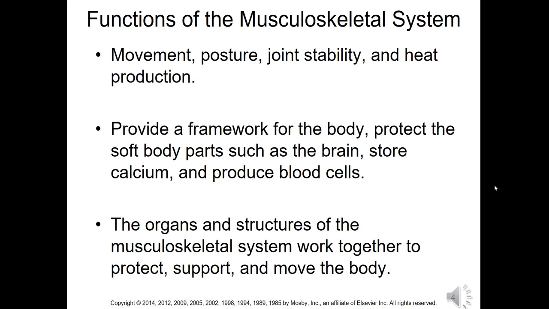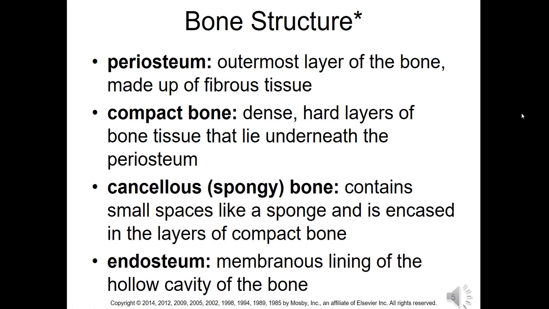The organs and structures of the musculoskeletal system work together to protect, support, and move the body. And that is pretty much the primary function right here. Protecting, moving, supporting, and heating the body. So if you want to turn to page 529, you can actually look at the bone structure. The musculoskeletal system has different parts.